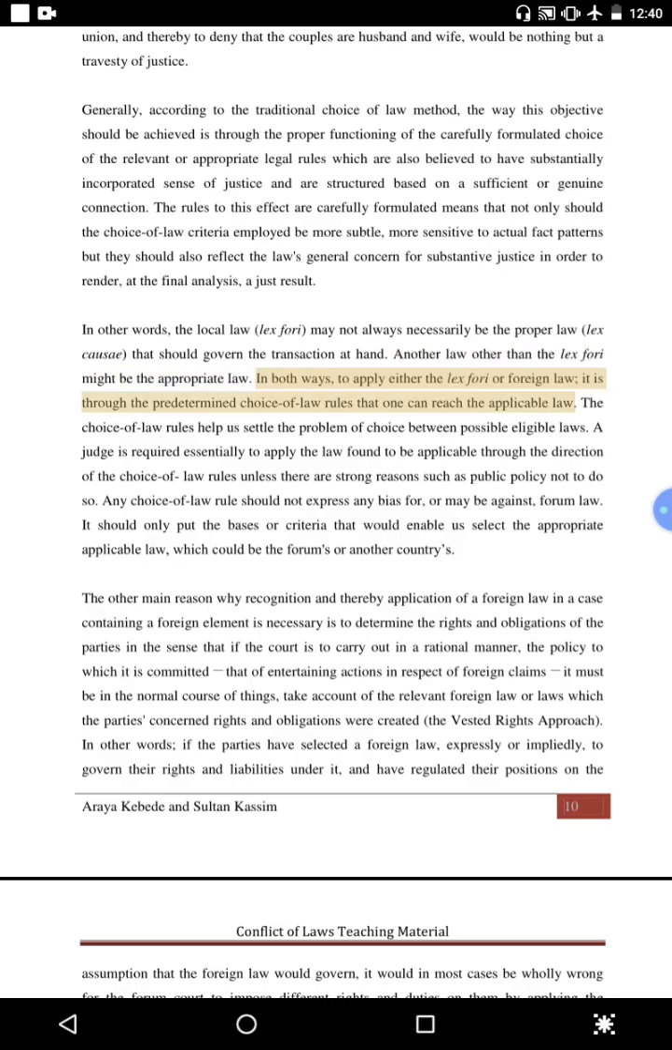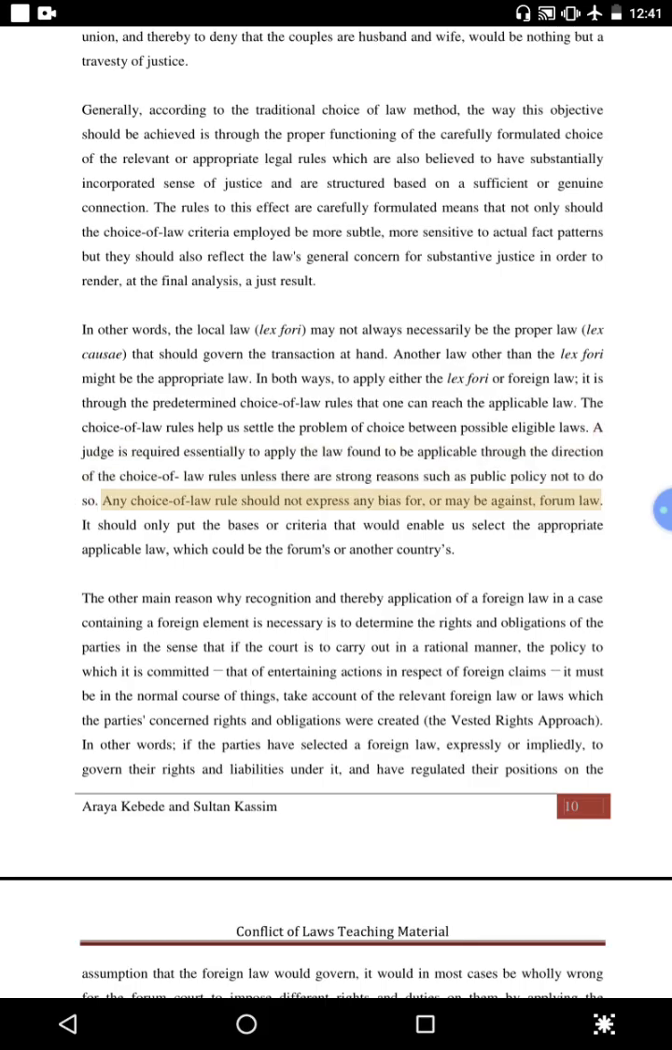In both ways, to apply either the lex fori or foreign law, it is through the predetermined choice of law rules that one can reach the applicable law. The choice of law rules help us settle the problem of choice between possible eligible laws. A judge is required essentially to apply the law found to be applicable through the direction of the choice of law rules, unless there are strong reasons such as public policy not to do so.